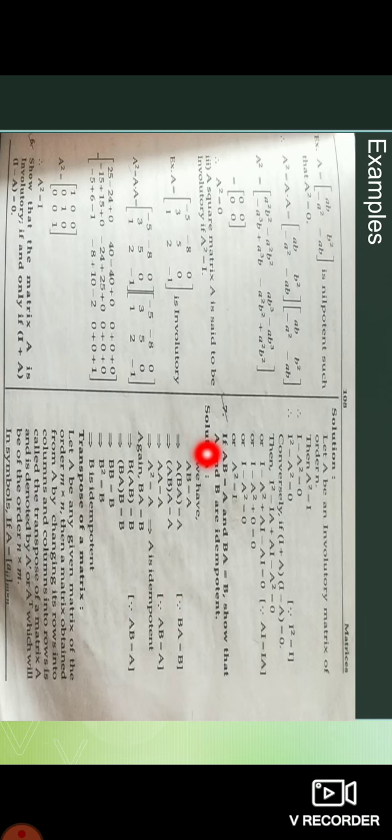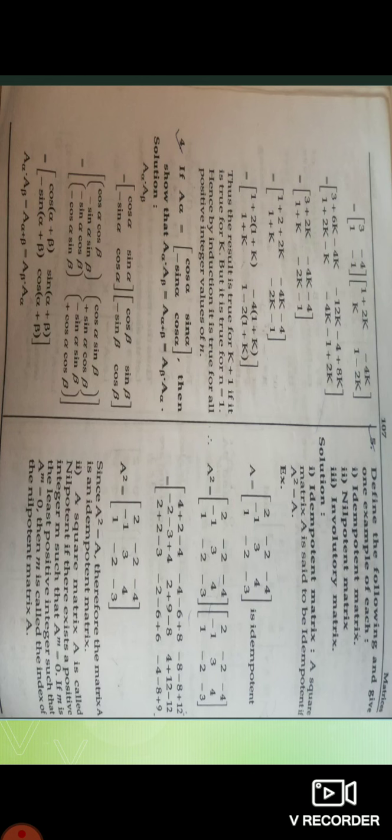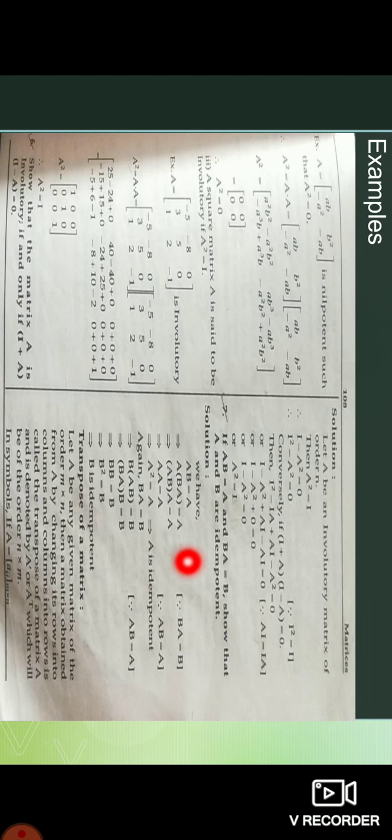Next example: if AB is equal to A and BA is equal to B, show that A and B are idempotent matrices. We know the idempotent matrix definition: a square matrix capital A is said to be idempotent matrix if the condition is A square is equal to A.